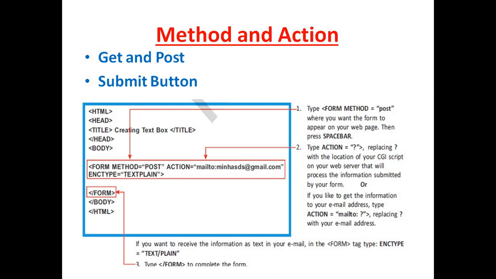Okay, now here, see, if you write these codes, here it is form method. Method is equal to post. Post is this method. And the action is the email address. Action: replace it with the location of the CGI script on your web server that will process the information submitted by your form, right? So these are the two things, and the submit button at the end, before the closing of the form, you write the submit button also.